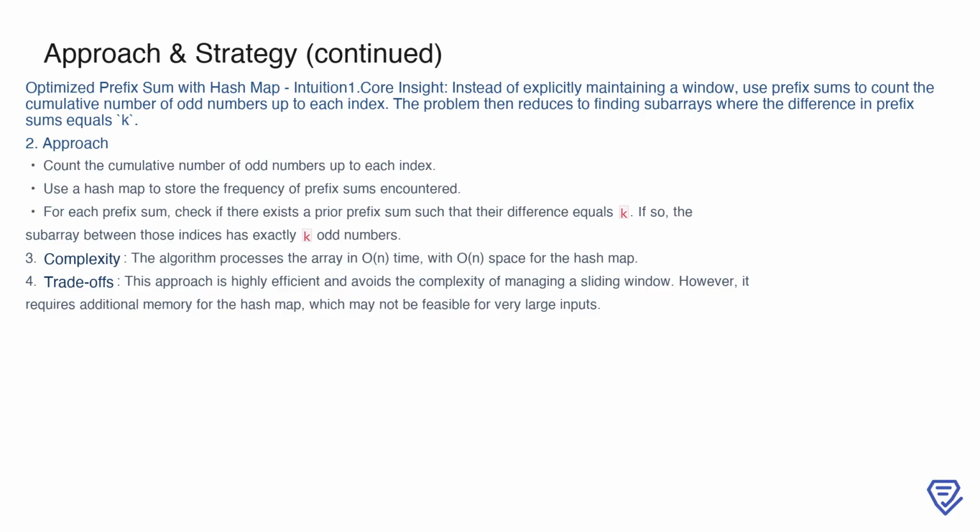This approach processes the array in linear time, O(n), and requires O(n) additional space for the hash map. It is highly efficient and eliminates the complexity of managing a sliding window, though it does require extra memory. This trade-off makes it an excellent choice for most scenarios.